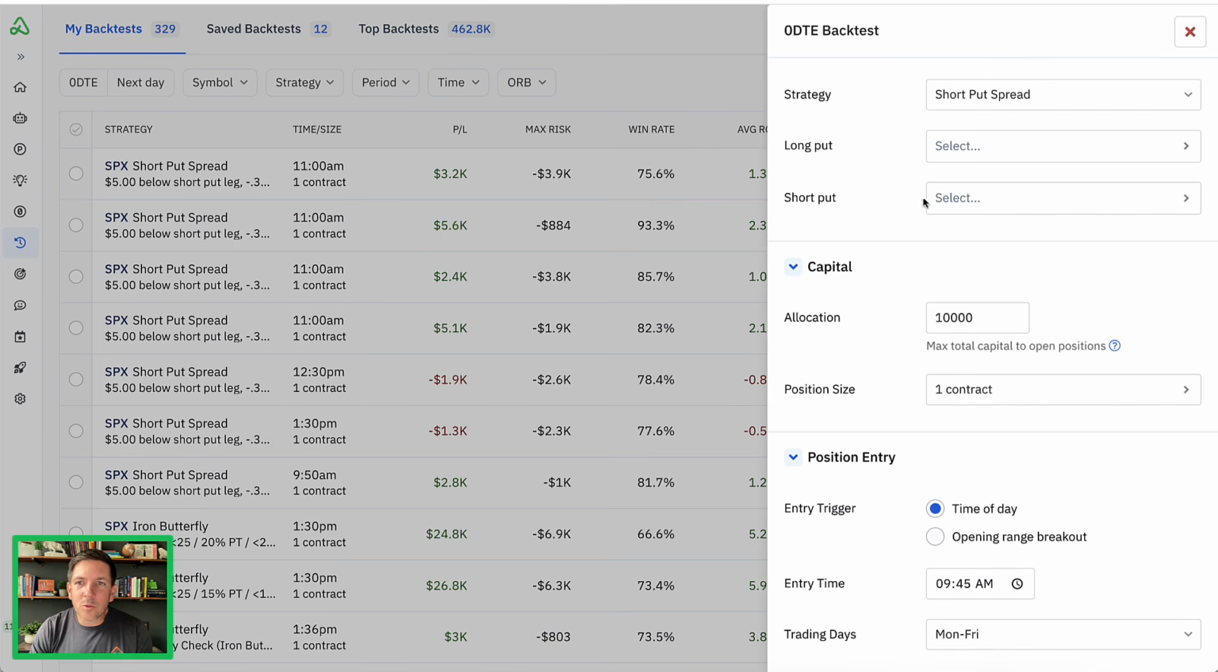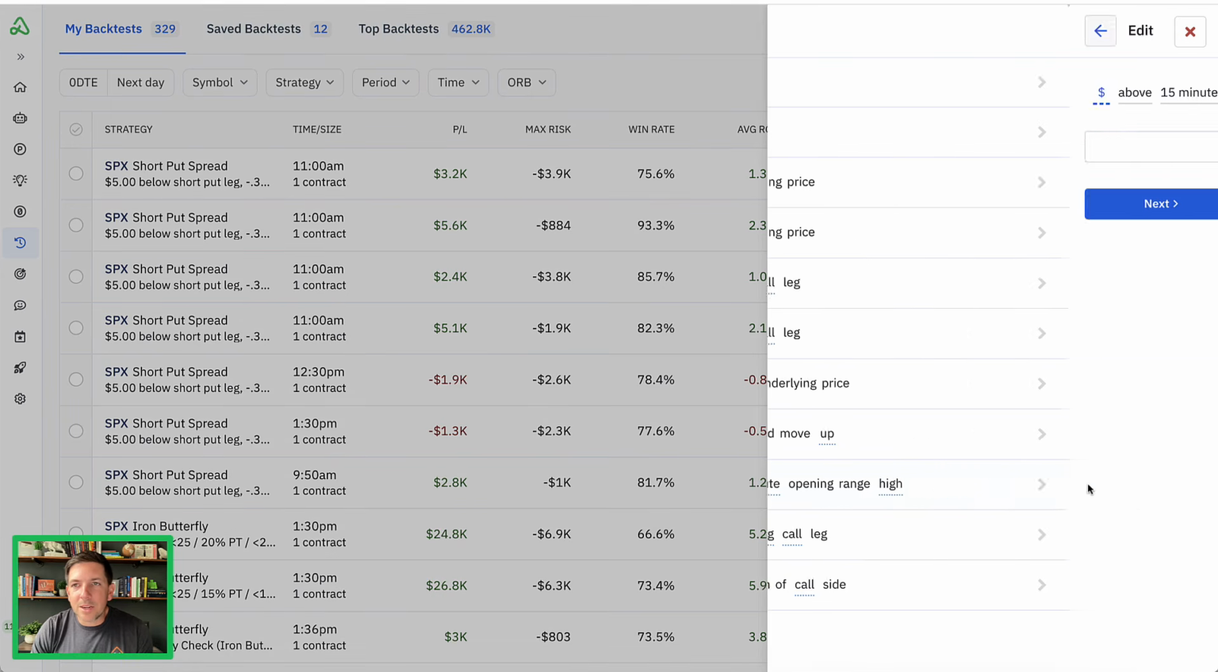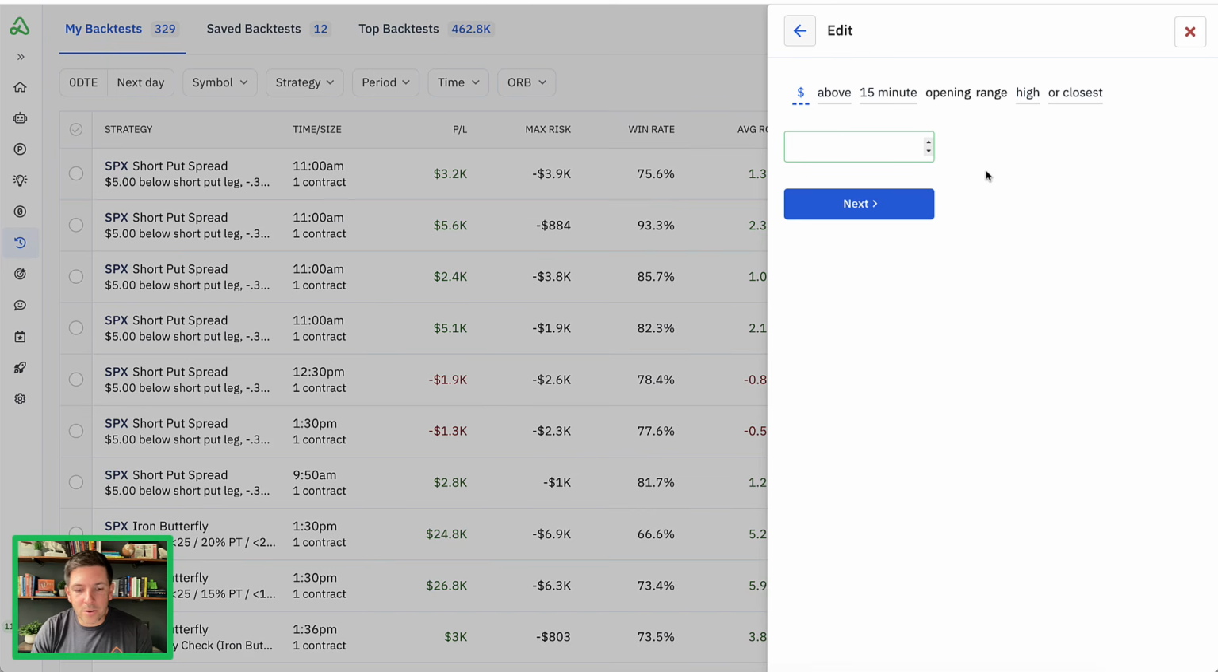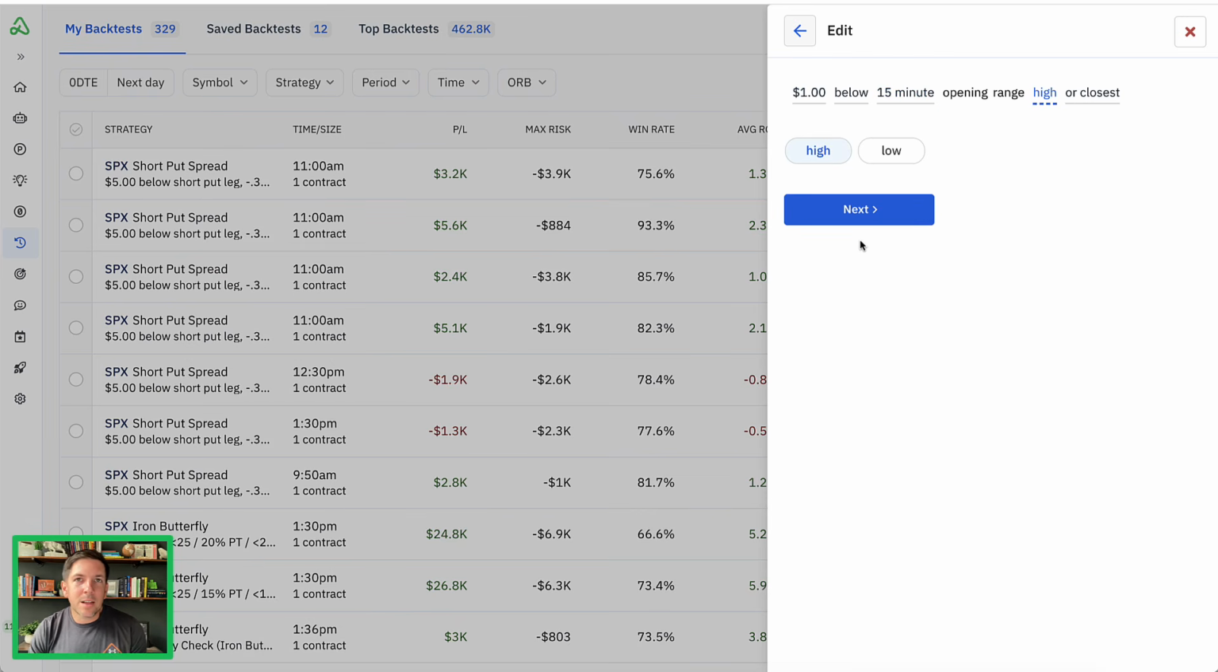When it comes to the short and long puts, I'm going to do something first where I go to the short put option, and I'm going to go down here to this recipe. You can see this recipe is one that includes the opening range variables, if you will. So now what I can do is select this recipe to set my short strike first. I'm going to do $1 below. So in this case, because it's a short put spread, I want to test that breakout higher where the market goes higher. I'm going to test a short put spread just below the breakout.